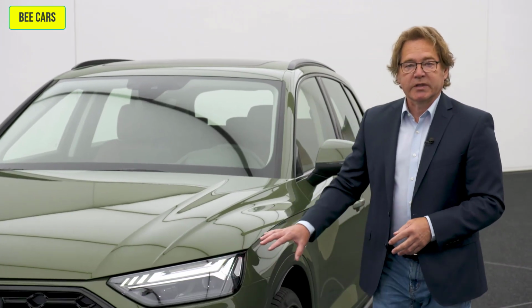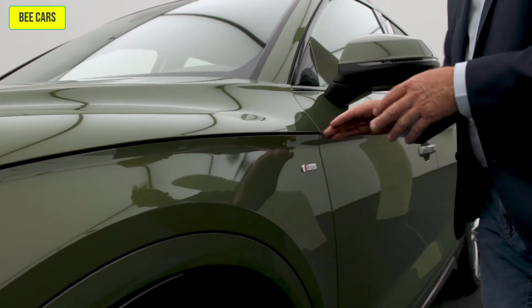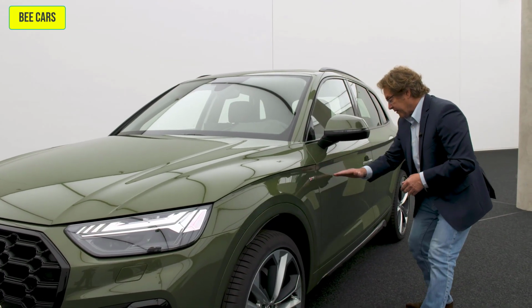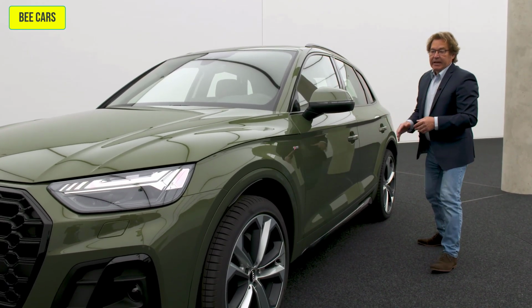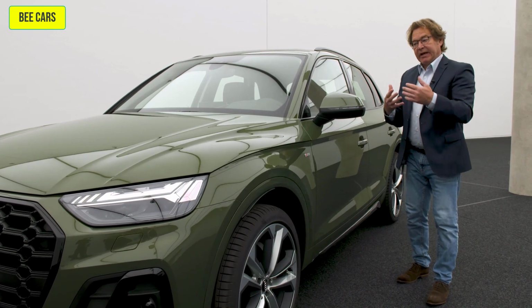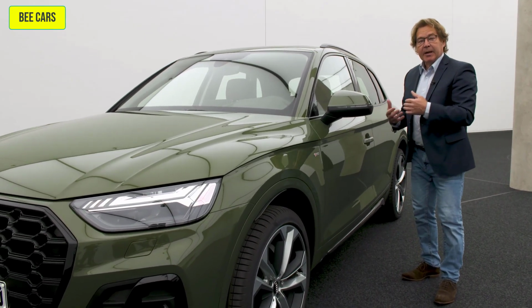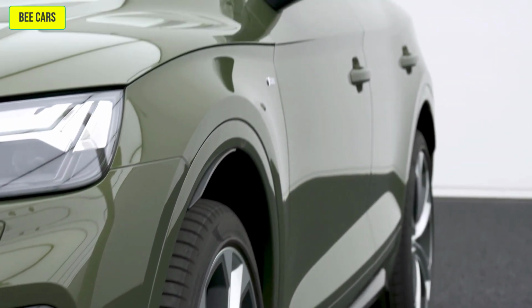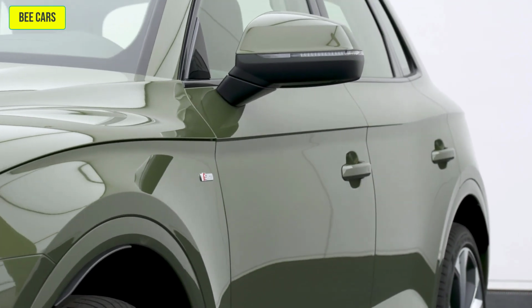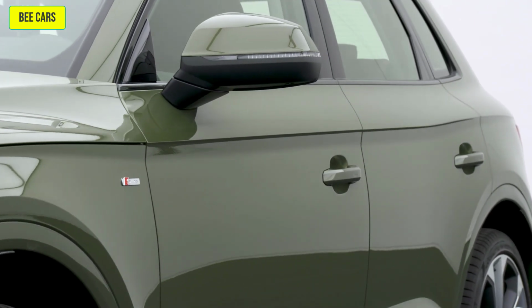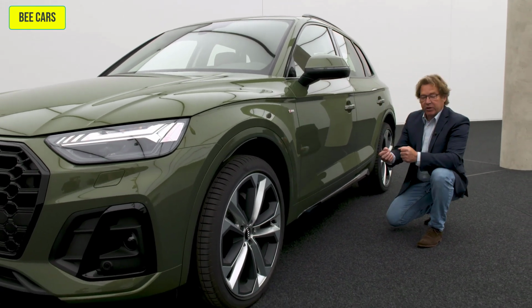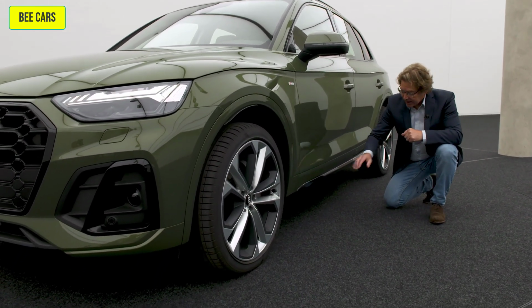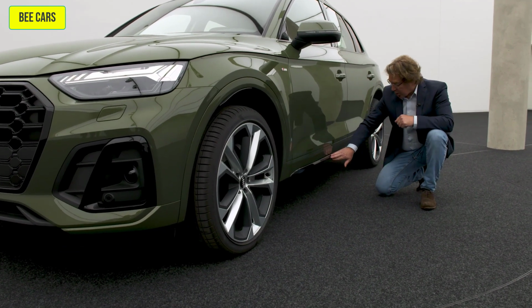Now we will move to the side. We have this character line that has a very strong wave. It's dropping in the middle and raising up at the back again. This movement is very flowing, very dynamic, but we wanted to give more tension and more stability to the whole body side. And the only piece that we touched on the facelift is this door molding here.